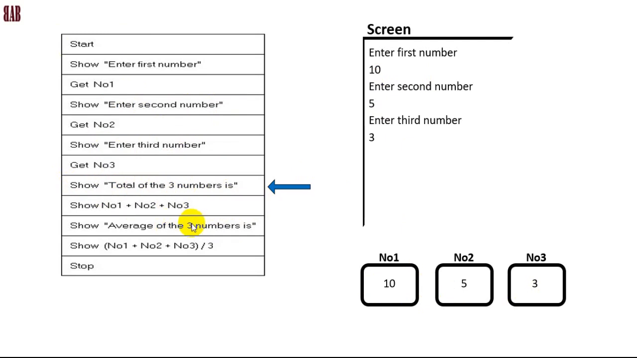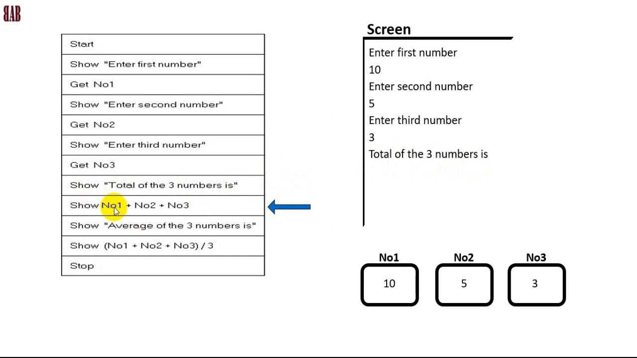But these two messages will be more meaningful to the user. The user will know this is the total and this is the average, without just seeing two numbers. That's why we are using this show statement to make sure that the user understands that. And remember, this is the only part the user is going to see. The user won't see this or this. These are all inside the computer, in the memory. So here we are saying show total of the three numbers is. It will display total of the three numbers is by this statement. Then only we are actually adding and showing.